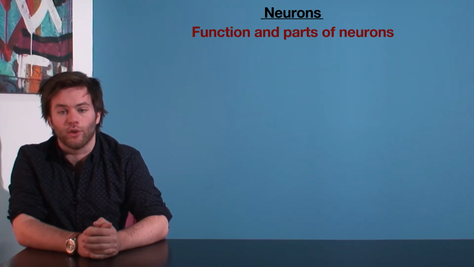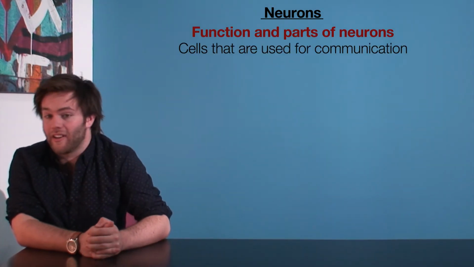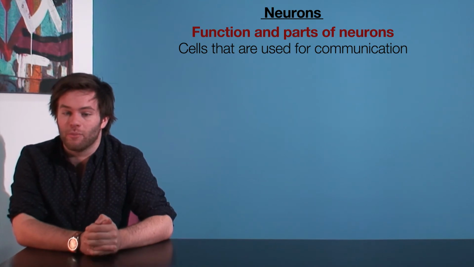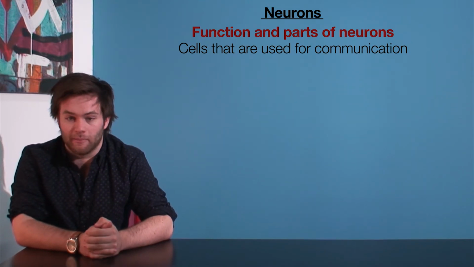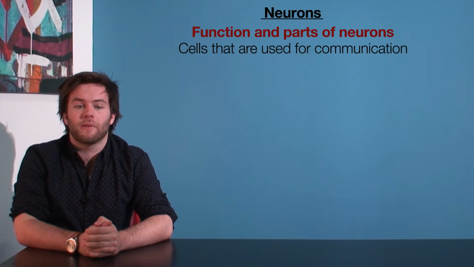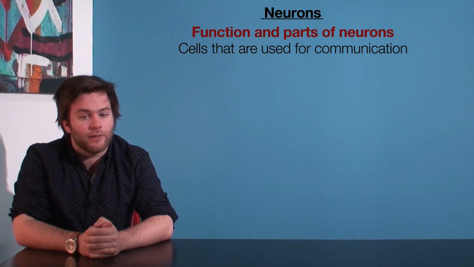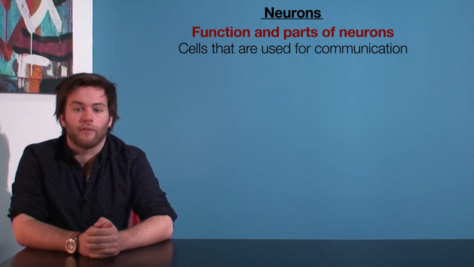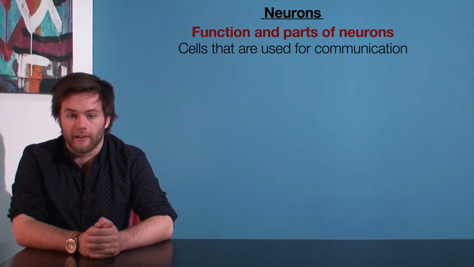This area of study looks at the concept and structure of memory. In this video, we're looking in particular at the function and parts of neurons. Neurons are essentially cells that are used for communication, and they are incredibly important. They also happen to be extremely prevalent. Lilienfeld et al. suggest that there are roughly 100 billion neurons in the brain.